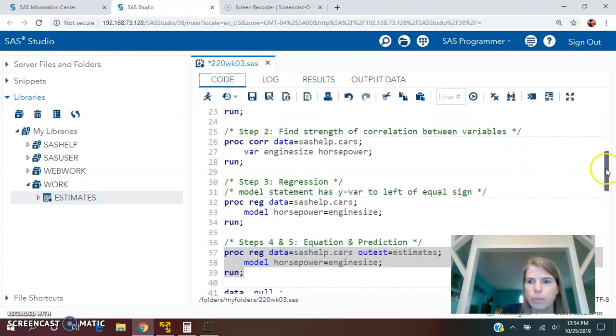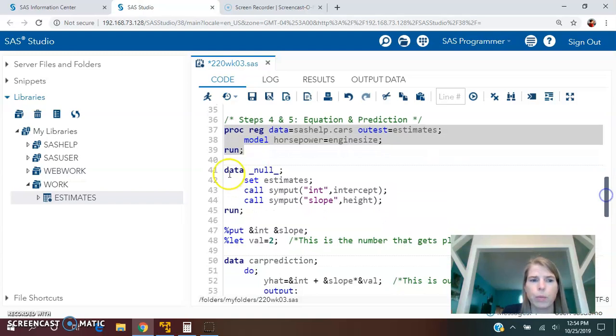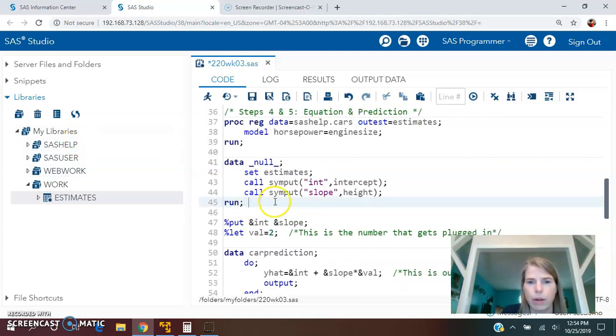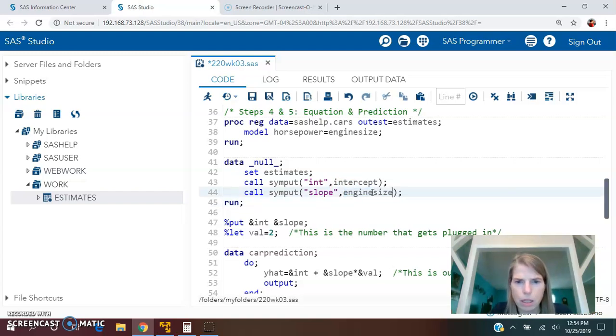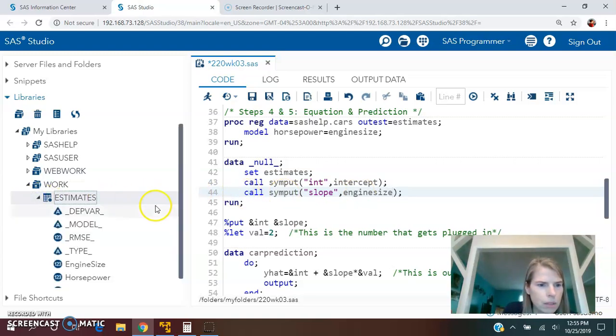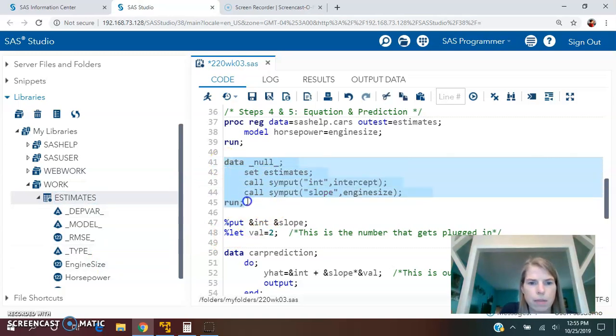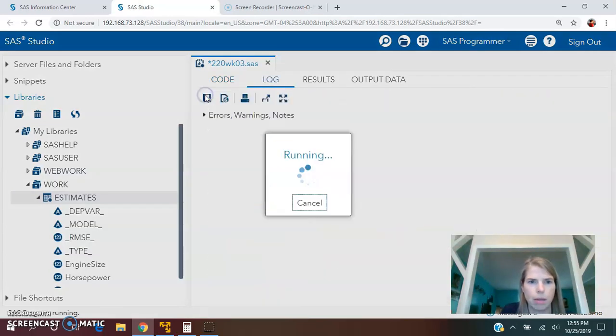And then I'll continue. Because those values are in one data set and my other values are in that SAS help.cars data set, I'm going to create some macro variables for my intercept and my slope. And oops, I don't want this to be height. I want this to be engine size. Let me make sure that that was how it was named. Yes. All right, so I'm going to run this piece of code, which creates my macro variables. We're not really going to see anything taking place except some notes in the log.